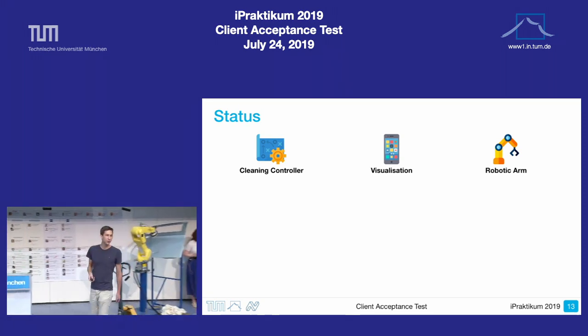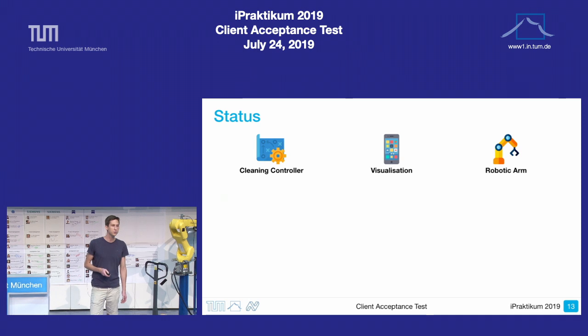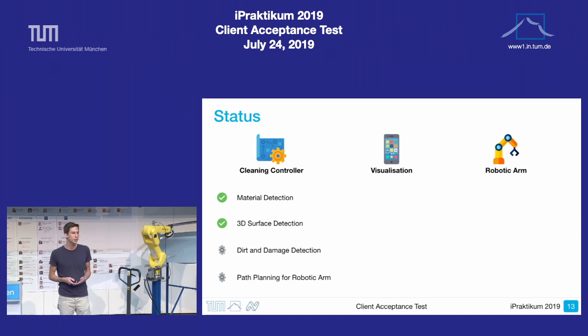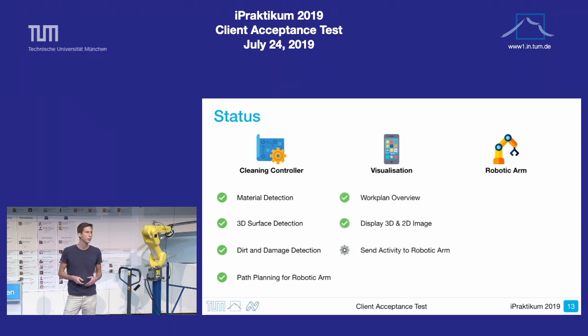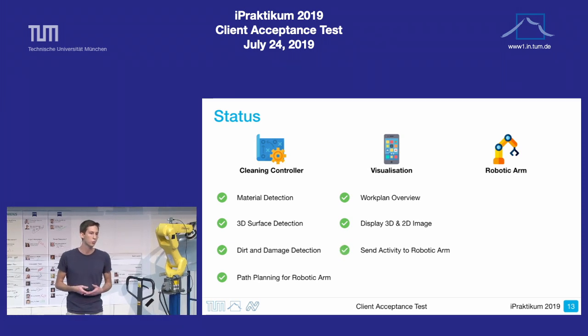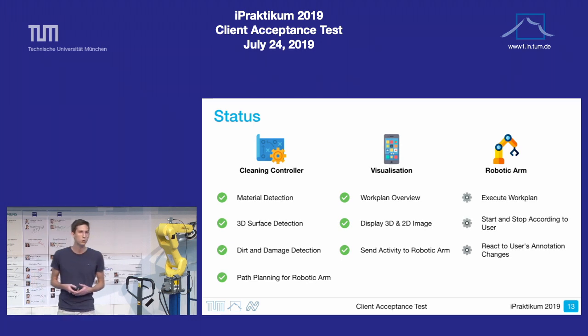So now I'm going to tell you a little bit what we did since the design review. For the cleaning controller, we already had the material detection, we had the 3D surface detection, and now we can also detect dirts and damages, and we can do the path planning for our robotic arm. For the app, we already had a work plan overview, and we could already display 2D and 3D images. And now if the user presses start or stop, that gets sent to the robotic arm, and he acts accordingly. The robotic arm wasn't really included yet during the design review, but now he can, as you saw, execute the work plan and start and stop if the user presses start and stop.